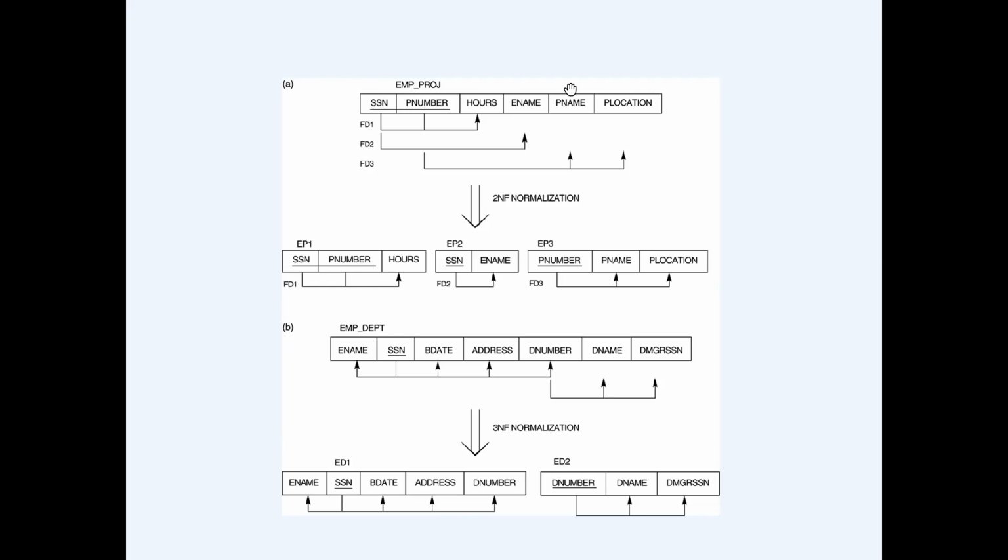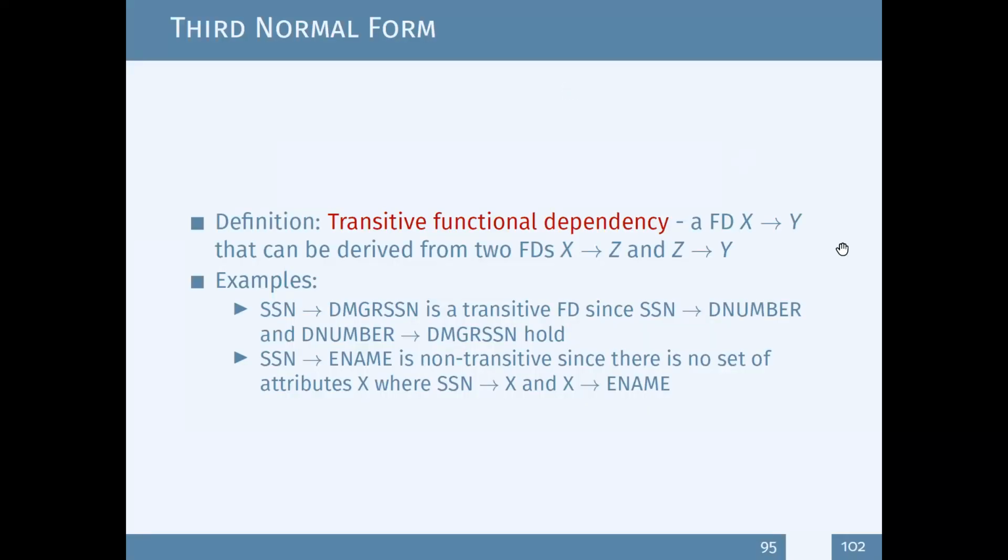Right, the third one we can talk about is transitive dependency, so third normal form. It says transitive functional dependency. What it means is sometimes you can find functional dependencies based on X. You have X arrow Y, so that means Y is functionally determined by X. If that can be done through another attribute, this is called transitive functional dependency.